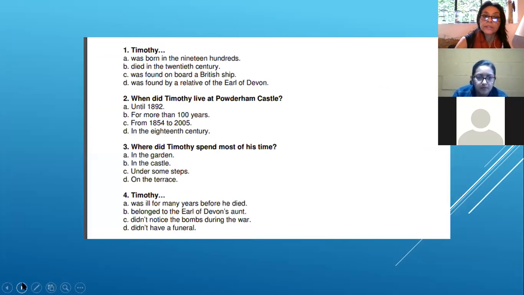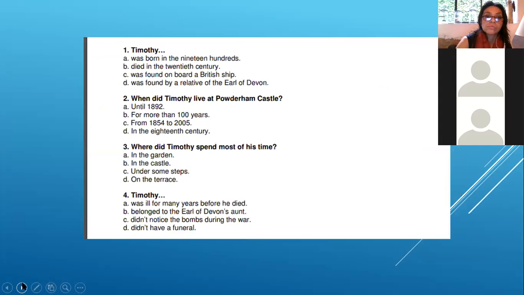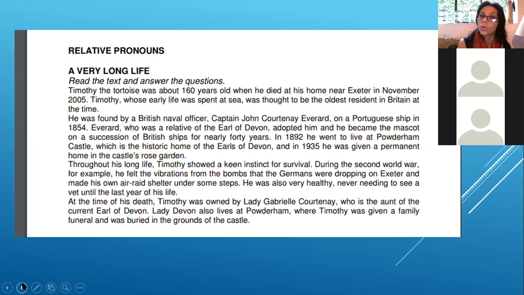Is that the question? When did Timothy live at Powderham? So what's the answer? Letter A. He went to live at Powderham Castle, which is historic. Did you see? From 1854? No, because then he went to live at Powderham. In 1892, he went to live at Powderham Castle. Right. Okay, for me, letter A.